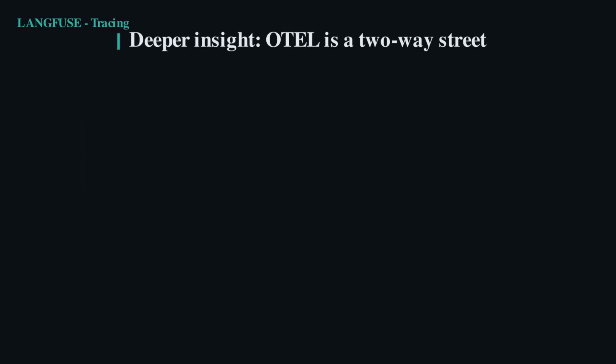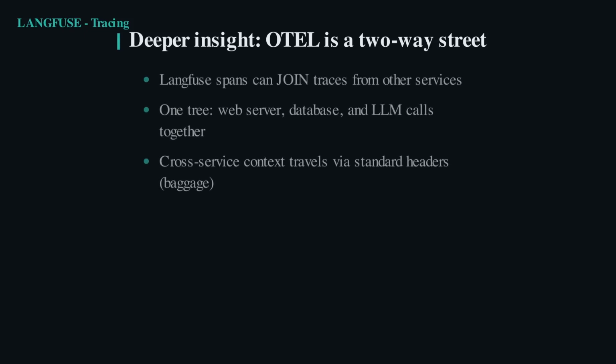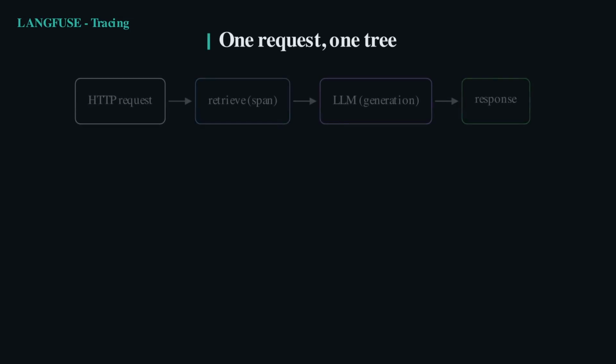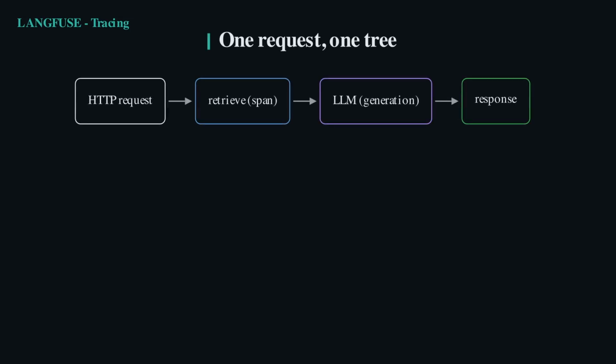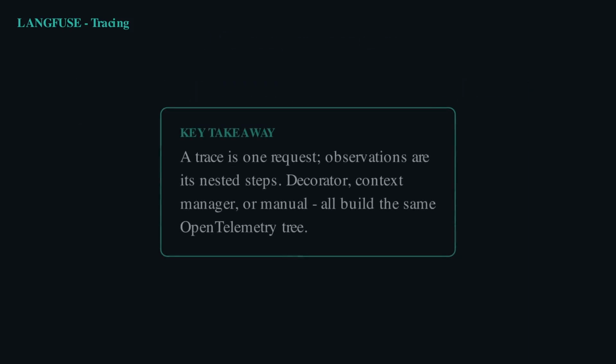Because it rides on OpenTelemetry, Langfuse is not a walled garden. Your model calls can share one trace with your web server and database spans, and context even propagates across services through standard headers. So a single request flows left to right and every stage lands in the same trace as a timed observation. That end-to-end view is exactly what you lose with plain print statements. That is tracing, 3 ways, 1 tree.